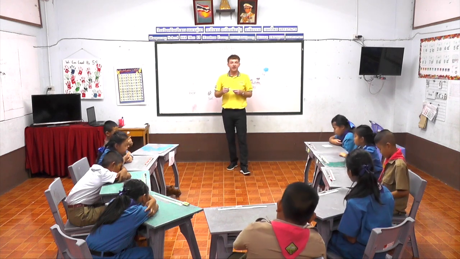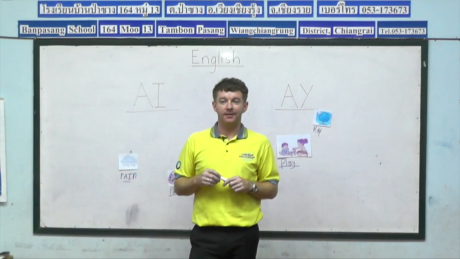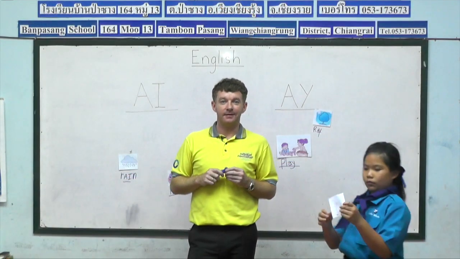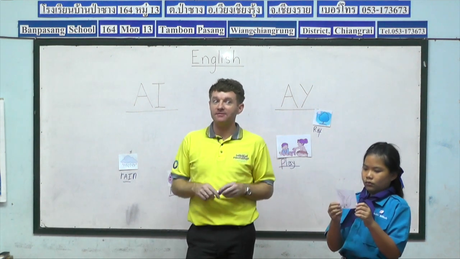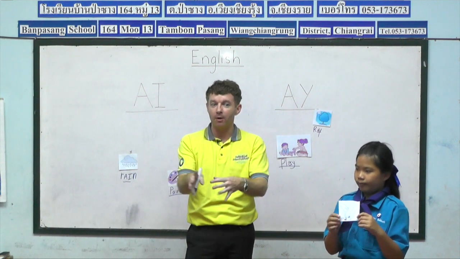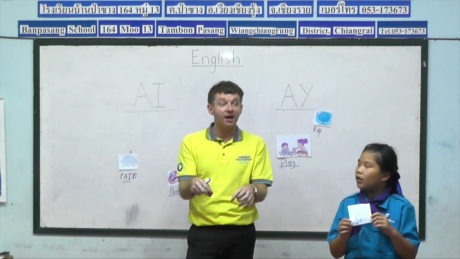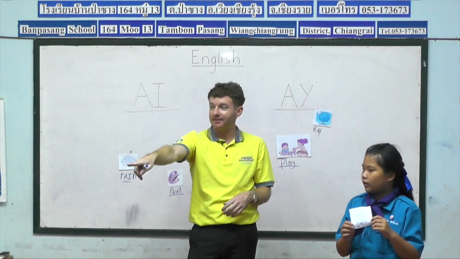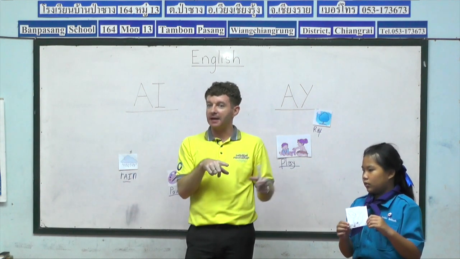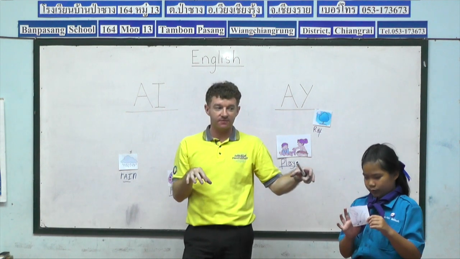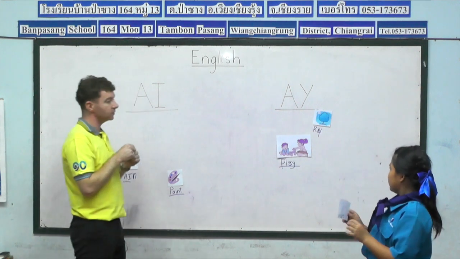Let's open our eyes, guys. Who has the picture? Okay. Now, can anybody tell me what this is in the picture? Think back to another lesson we did recently when we made the models. What did we use to make the model? Clay. Excellent, Nadia. Clay. Now, where does A-Y come in clay? In the middle or at the end? At the end.